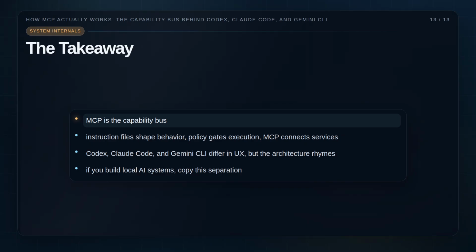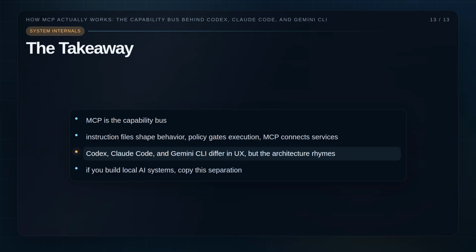The clean mental model is now pretty simple. MCP is the capability bus. Instruction files shape behavior inside the repo. Policy and trust decide what execution is allowed. The runtime sits in the middle and mediates every action. Codex, Claude Code, and Gemini CLI each expose that stack with different UX, different config shapes, and different product emphases. But the architecture rhymes strongly enough to learn from as one family.